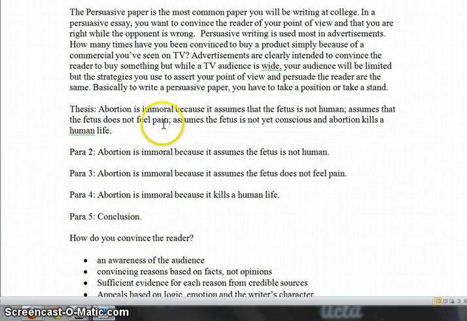And so here you have a thesis statement, and then you have matching body paragraphs. Abortion is immoral because it assumes the fetus is not human. And so this body paragraph matches the thesis statement. And so when you have this kind of structure where you have a thesis statement with matching body paragraphs, this is known as the 5-paragraph essay structure.